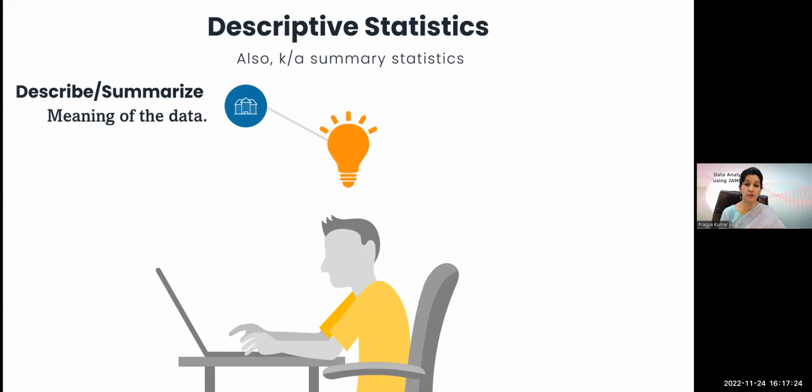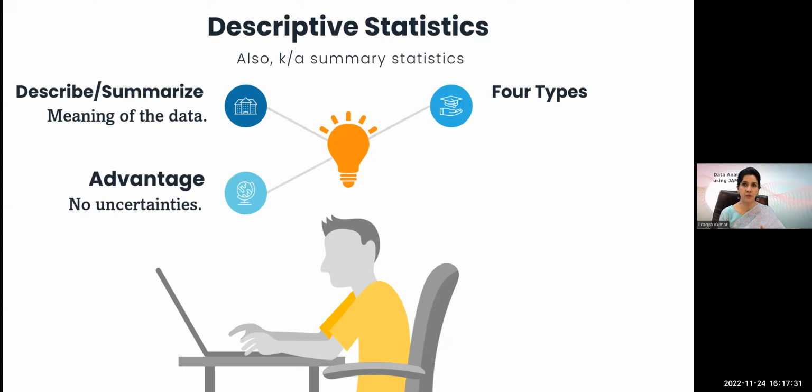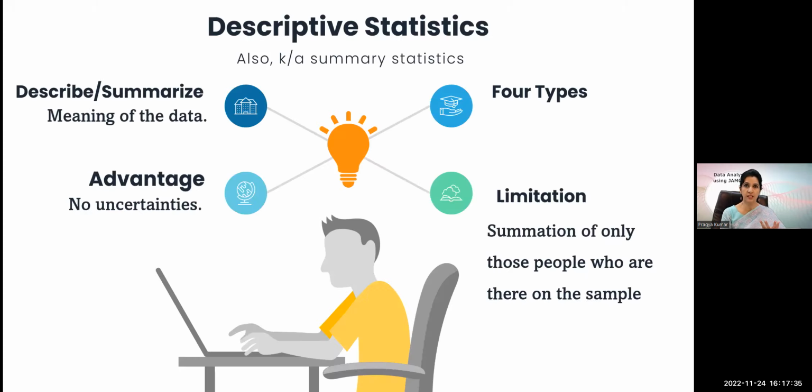So descriptive statistics, which is also known as summary statistics, is describing the data, and it is basically of 4 types. So this descriptive statistics is like, we'll see, mean, median, and mode. Then there is variability, then there is range, and then there is dispersion. We'll see all these one by one. The advantage of this descriptive statistics is that there's no uncertainty, because you are not predicting anything. You don't give confidence interval. So there is no uncertainty with the descriptive statistics, because you are not making predictions about the population. You are only describing your sample statistics. But there is a limitation that it is the summation of only those people who are there in your sample.